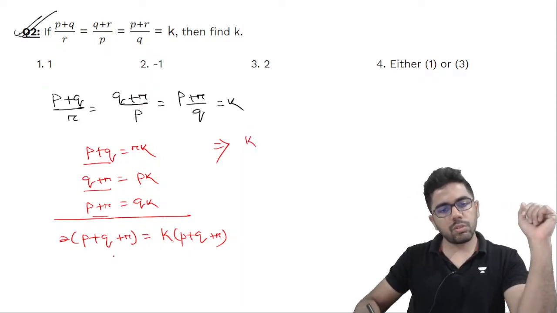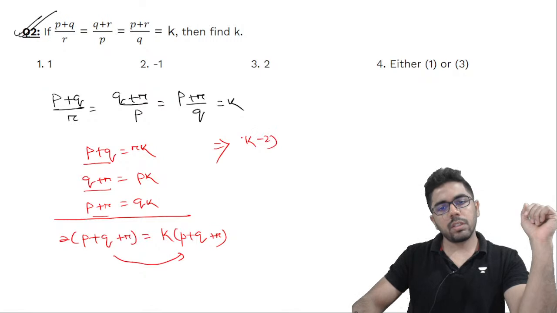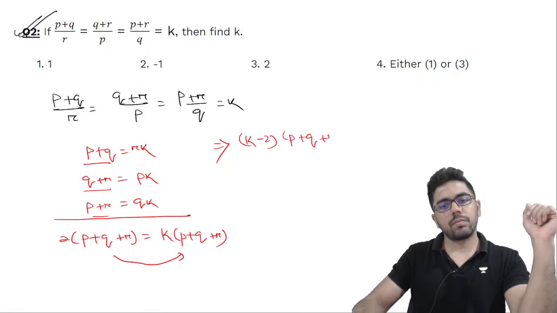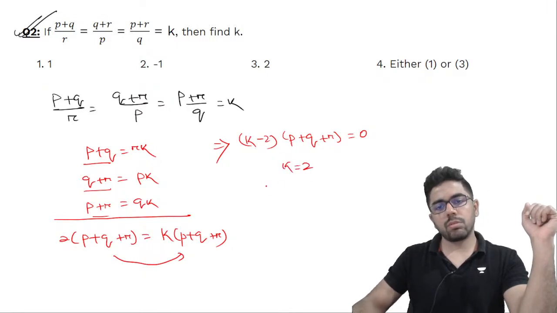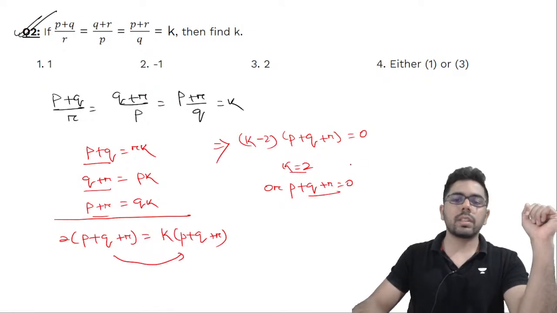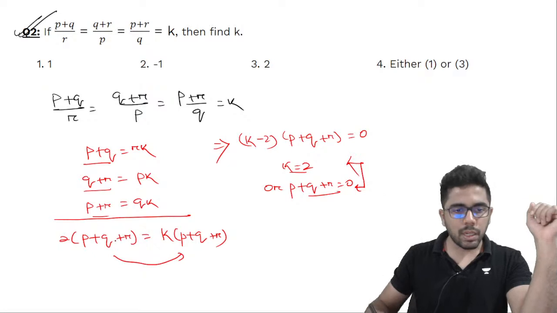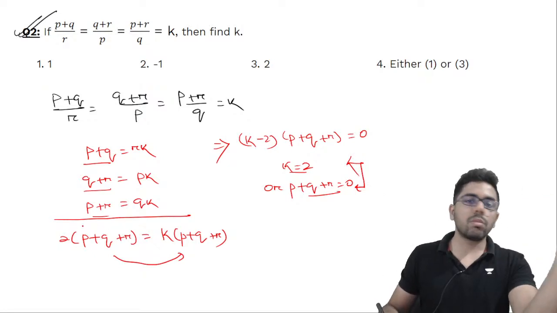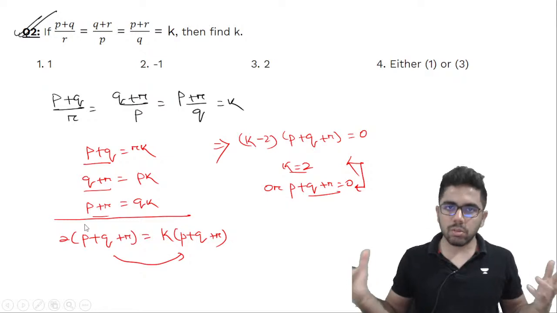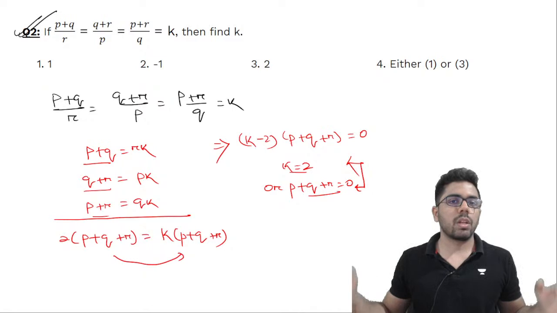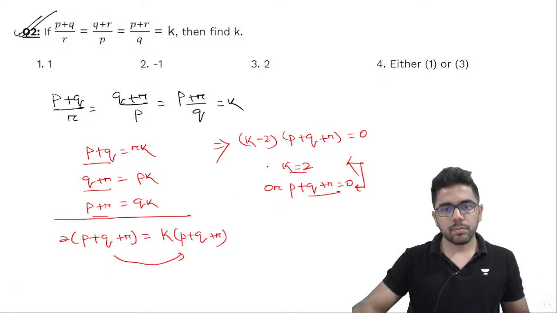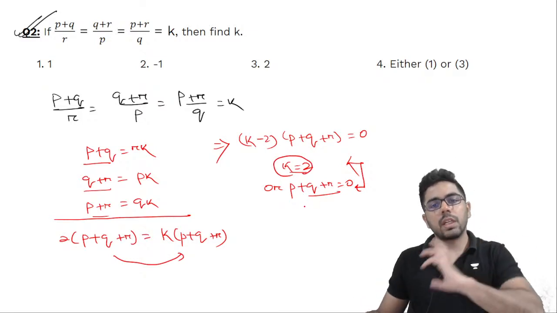Okay, so you take this to the RHS: k minus 2 into p plus q plus r is equal to 0. So that means either k is equal to 2 or p plus q plus r is equal to 0. Either of the two things can happen or both can happen. But here by cancelling p plus q plus r you are saying k equal to 2, not necessarily. What if k is not equal to 2, k is 5, but p plus q plus r is equal to 0, that is also a possibility. So never cancel out directly. So one value of k comes as 2, but there is one other value, p plus q plus r is equal to 0.